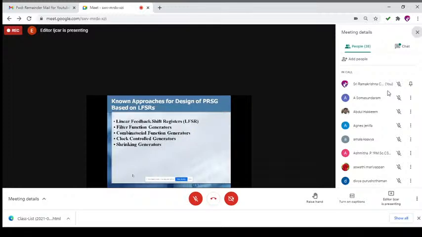What are the other known approaches of design and building pseudorandom sequence generators based on LFSRs? There are 5 different approaches or structures. The first structure is based on the linear feedback shift register. The second approach is based on filter function generators. The third approach is based on combinational function generators. The fourth approach is based on clock control generators. The fifth and last approach is based on shrinking generators.